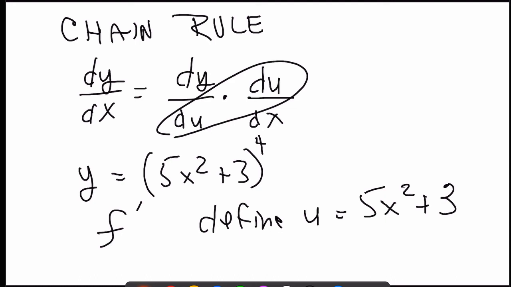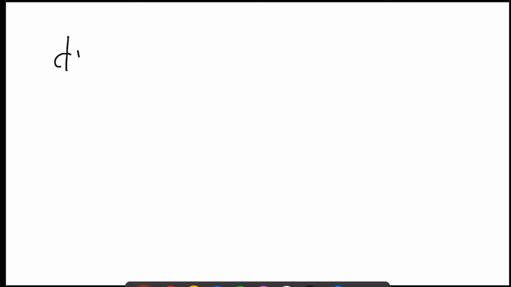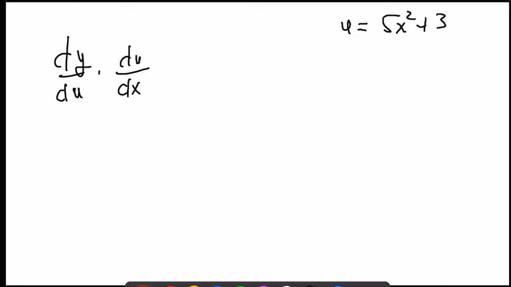Oh, now you see it. Now you see it. We're going to go to the next slide here, but let's look at this. dy/du, then, is just... so this is just y is u to the 4th. Yeah? So I need dy/du times du/dx, where u equals 5x squared plus 3.